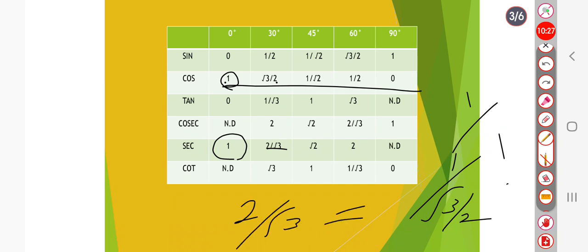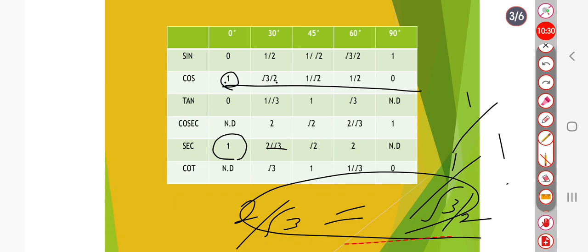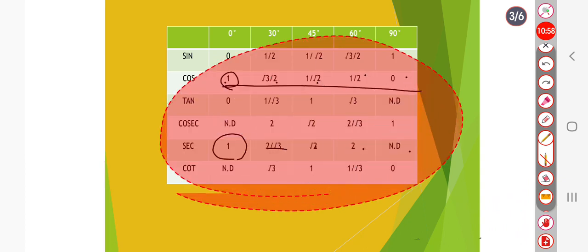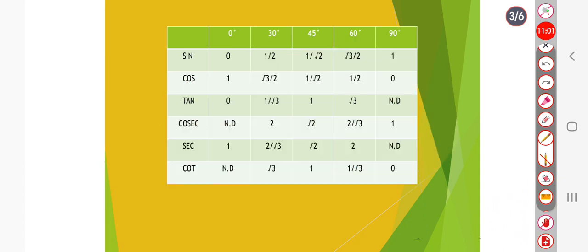1 divided by root 3 by 2 is equal to 2 by root 3. These are very basic simple maths calculations, right? Then we have 1 by root 2, so the inverse is root 2. 1 by 2 inverse is 2. 0 inverse is not defined, because we cannot find the value of 1 by 0, which is infinity. Infinity is nothing but not defined in the case of trigonometric tables. So 1 by 0 is not defined. So easily we can find the value of secant with the help of cos.